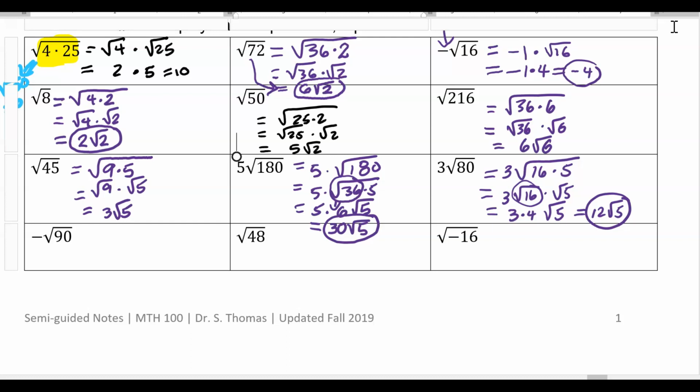Then we have negative 90. So that's, again, like negative 1 times the square root of 90. And I know that 90 is 9 times 10. So that's negative 1 times the square root of 9 is 3. So the final answer is negative 3 times the square root of 10.